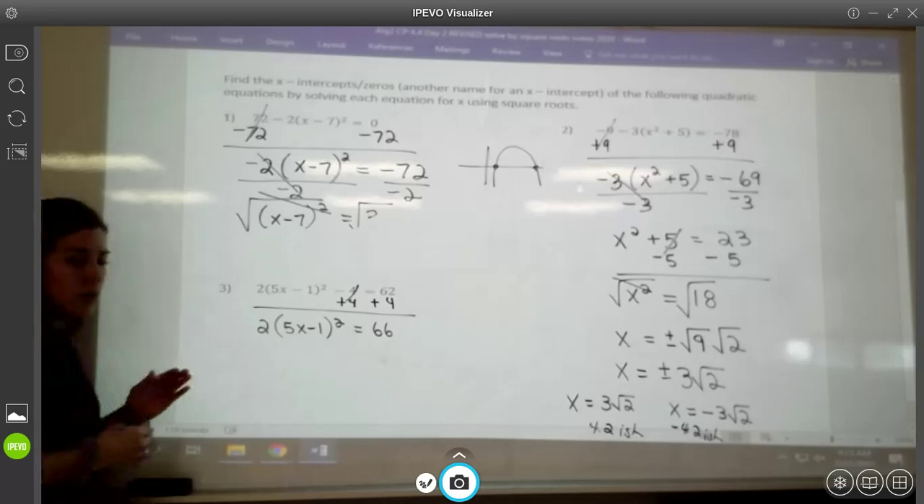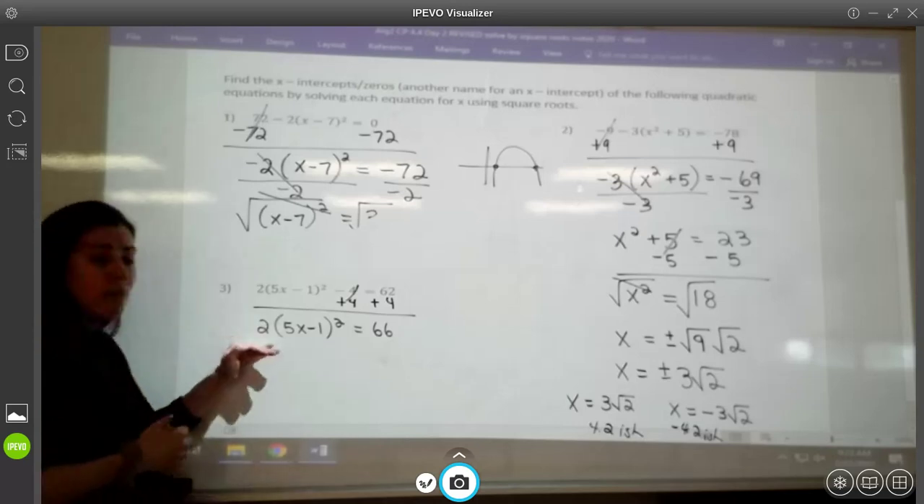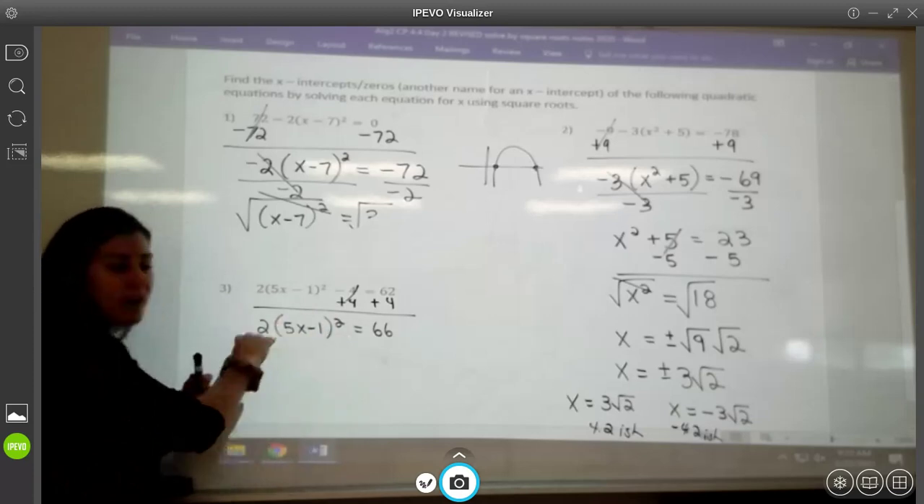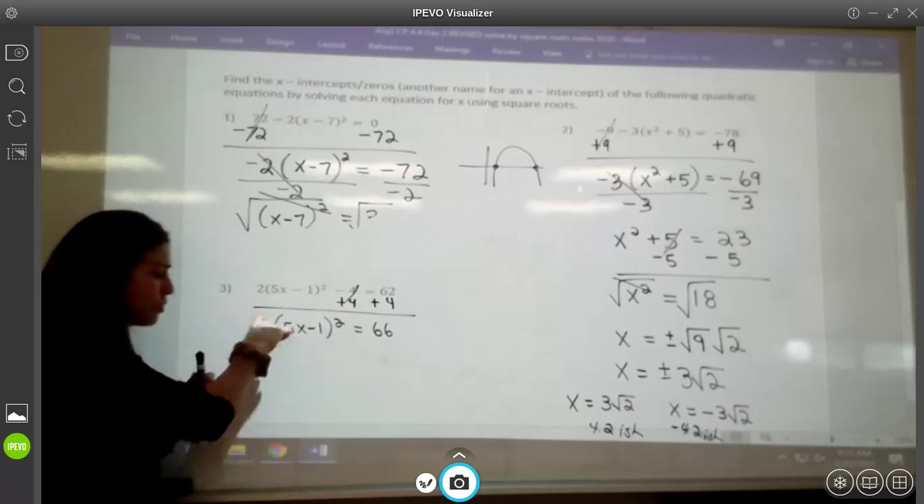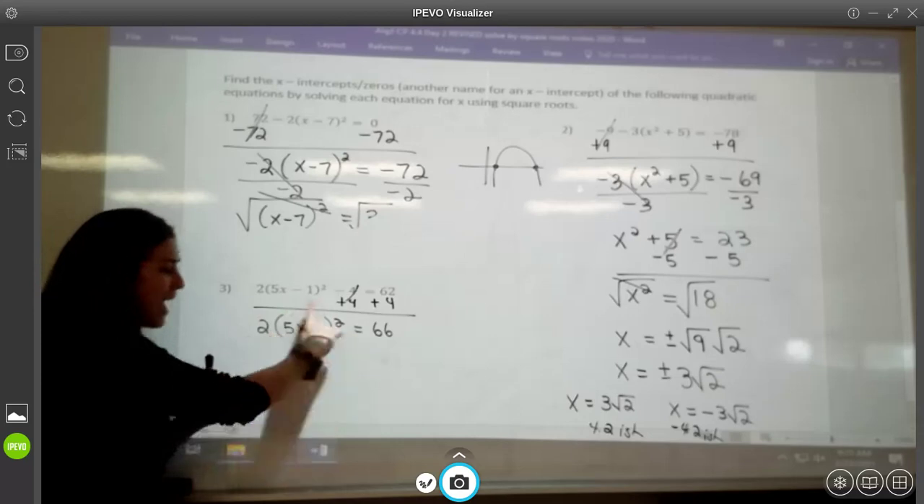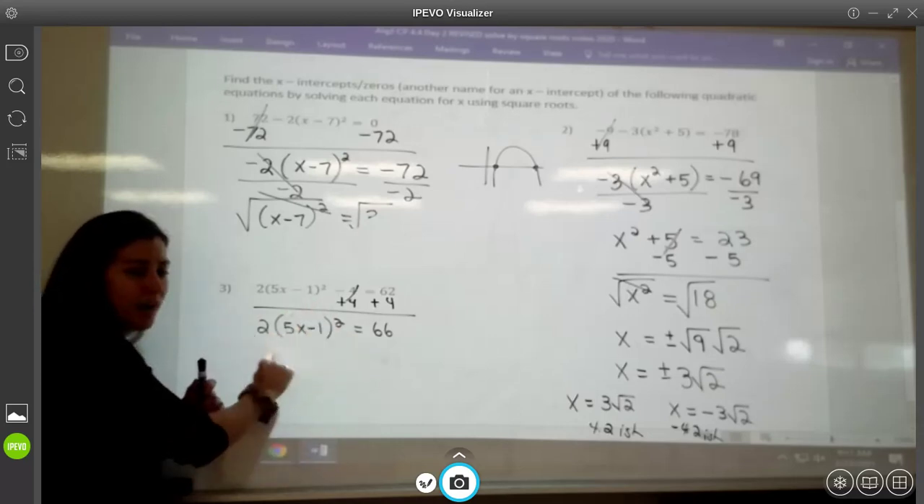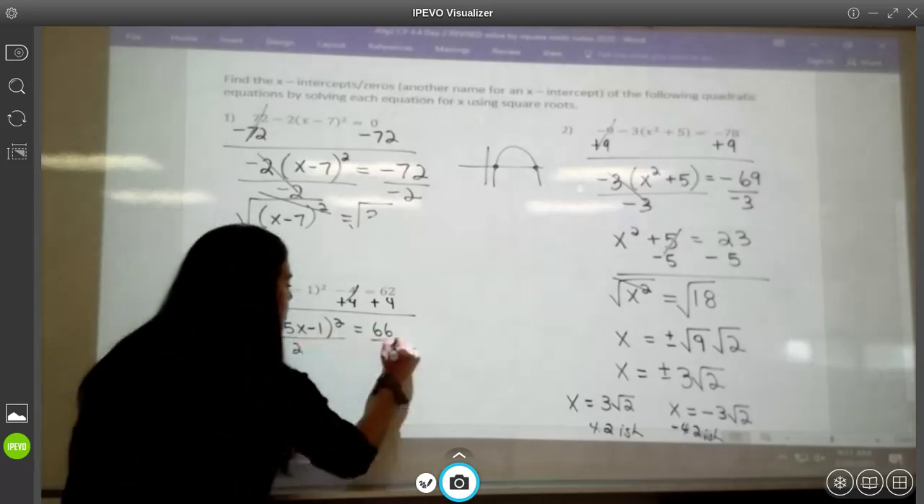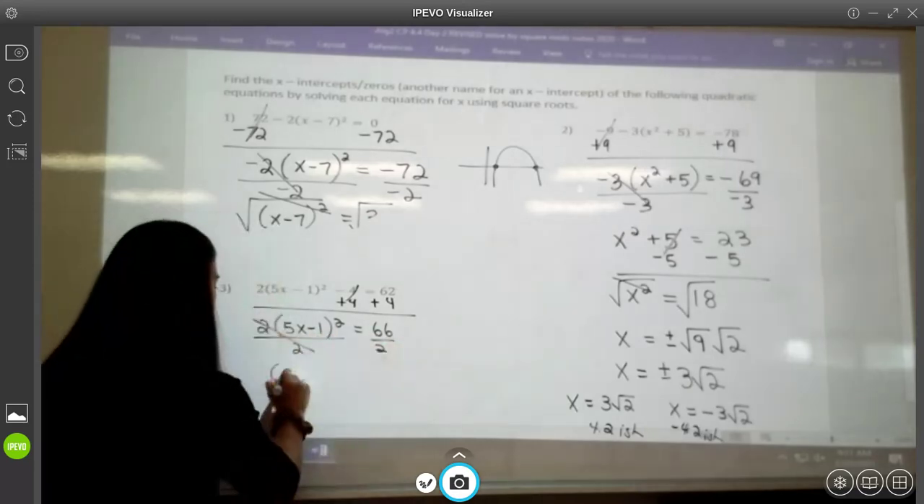When you go to the next step, when you want to get the 2 away, remember, because this entire parenthesis is being squared, you don't have the option to distribute, because you would never multiply before you square. So we have to divide the 2 away. We do not have the option of distributing here. So divide by 2, get that 2 away from it.